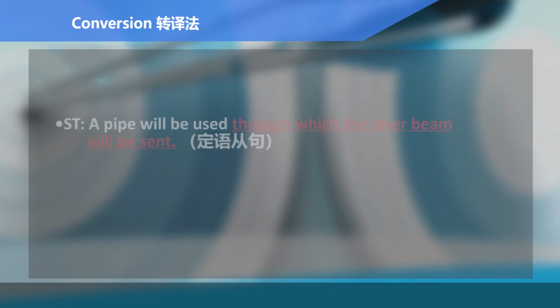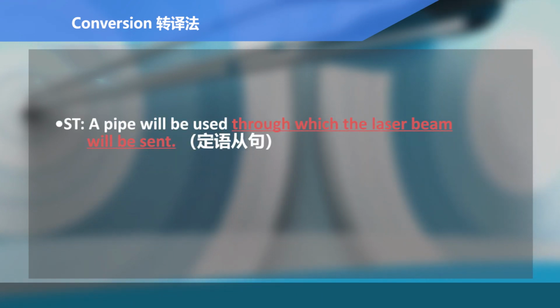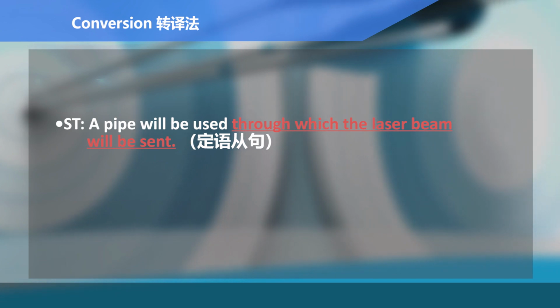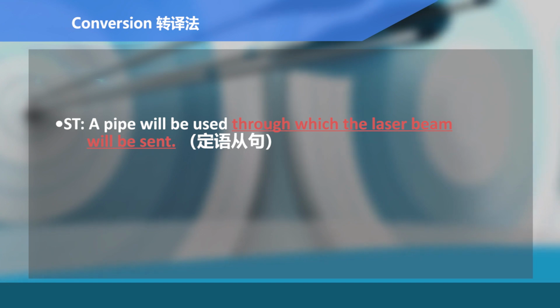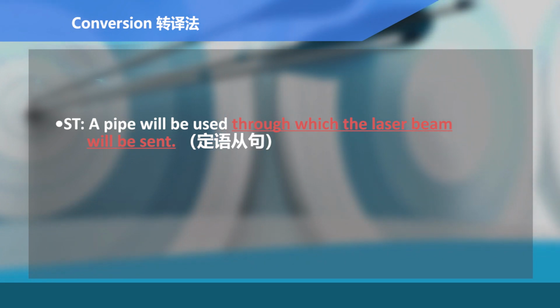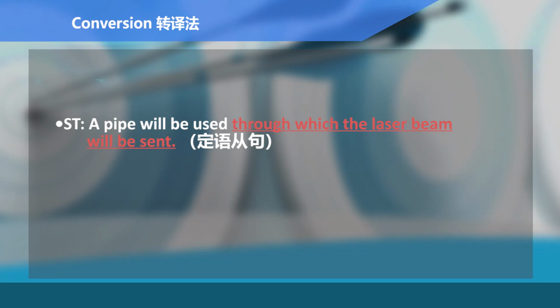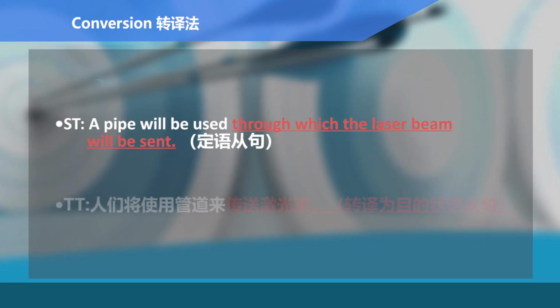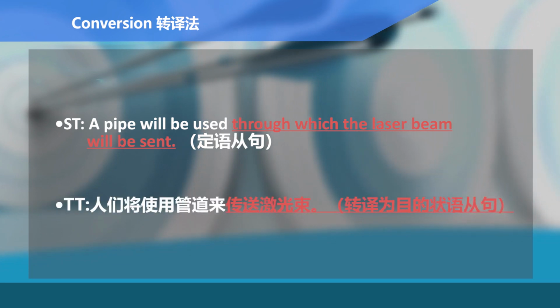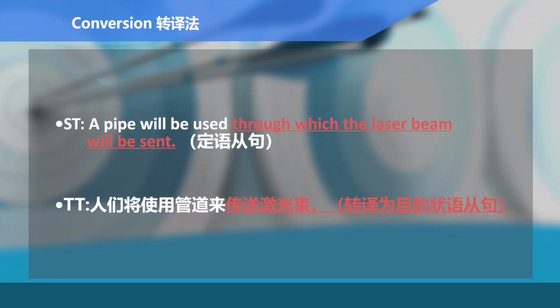Now let's move on to example 10. Example 10 is an example to suggest that the attributive clause through which the laser beam will be sent in the source text is changed by the translation method of conversion into the adverbial clause of purpose 来传送激光束 in the Chinese target text.